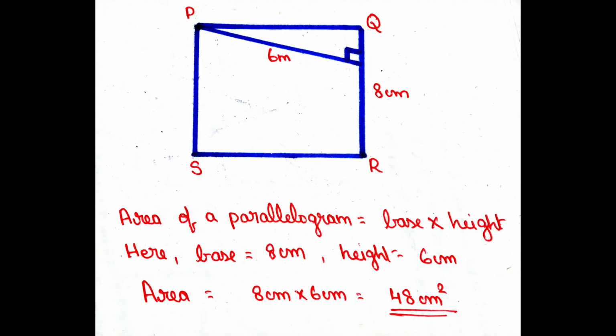We know that the area of a parallelogram is equal to base into height. Here the measure of the base is equal to 8 centimeter and its height measures 6 centimeter. So the area of this parallelogram PQRS is equal to base into height, that is 8 centimeter into 6 centimeter, which is equal to 48 centimeter squared. Likewise, we can also find the area of other parallelograms as well.